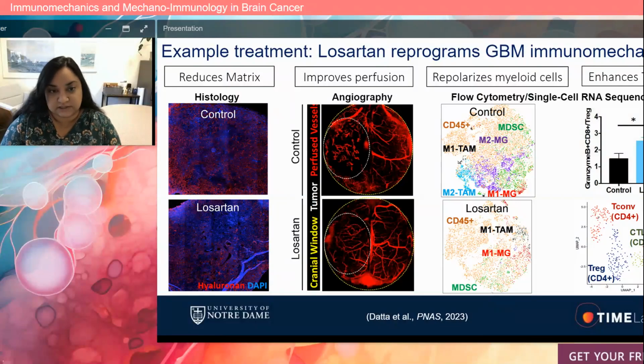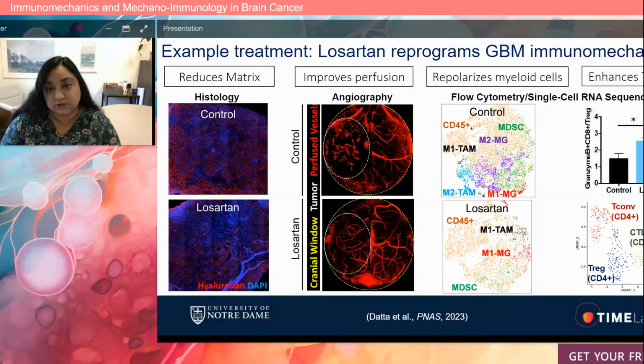And so without going through all the details, I'll just briefly say that when we apply this drug, losartan, to mice that are bearing these orthotopic glioblastoma tumors in the brain, we see that we can actually reduce the amount of matrix, for example, the matrix molecule hyaluronan, also known as hyaluronic acid. We can improve perfusion. I'm showing you an example of live angiography through a cranial window in mice. So you can see under losartan treatment, we tend to have better perfusion of those red perfused blood vessels. They also look much more normal and straighter compared to the control tumors.